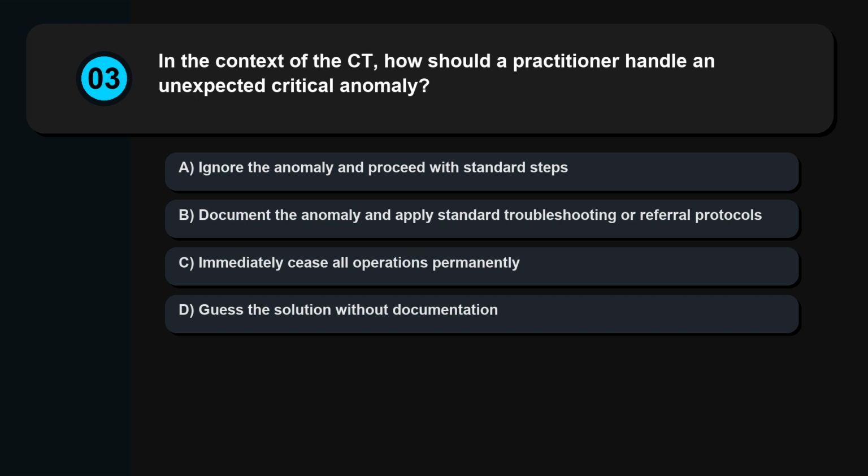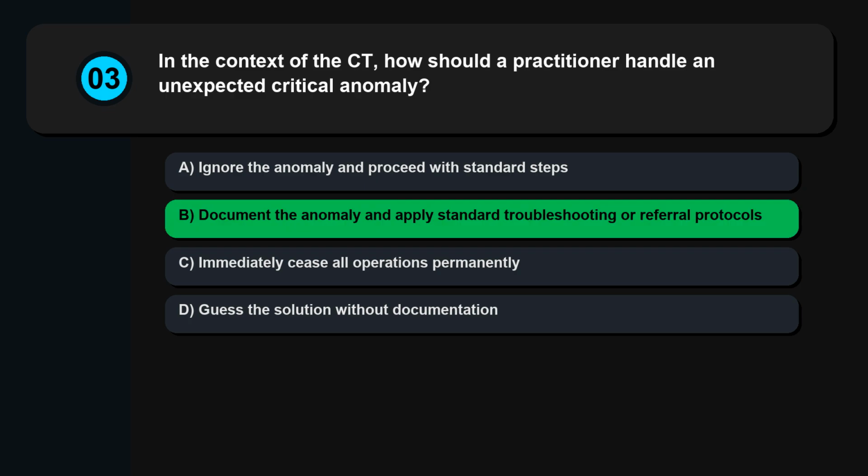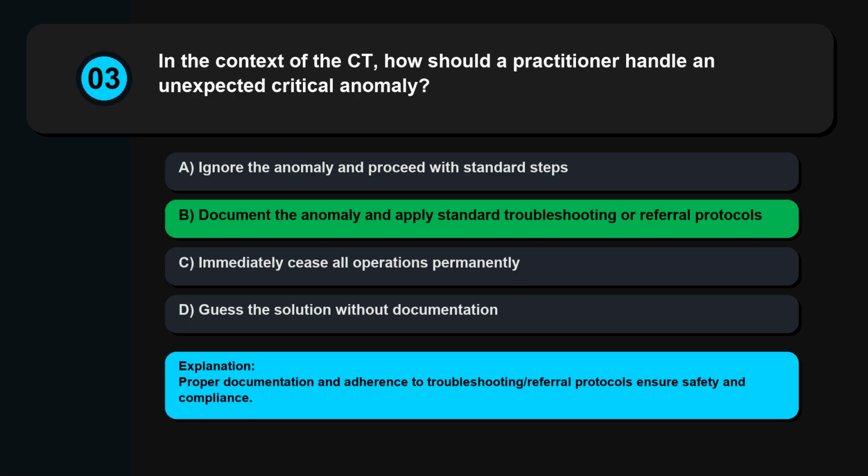Question 3. In the context of the CT, how should a practitioner handle an unexpected critical anomaly? Ignore the anomaly and proceed with standard steps. Document the anomaly and apply standard troubleshooting or referral protocols. Immediately cease all operations permanently. Guess the solution without documentation. Proper documentation and adherence to troubleshooting/referral protocols ensure safety and compliance.